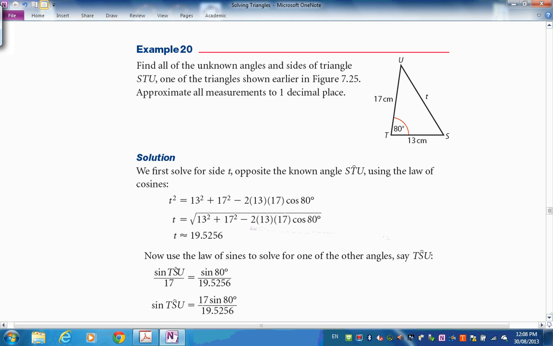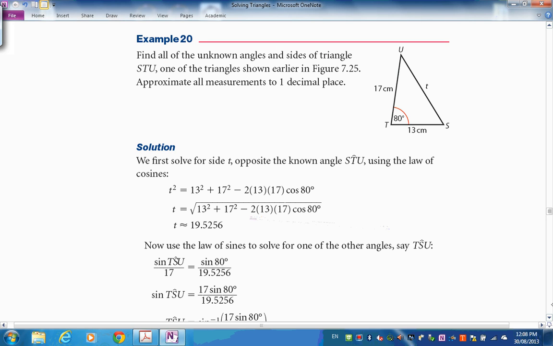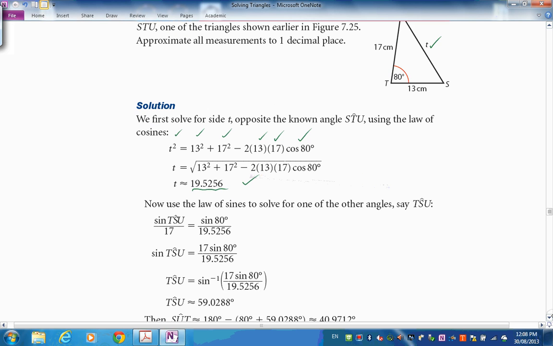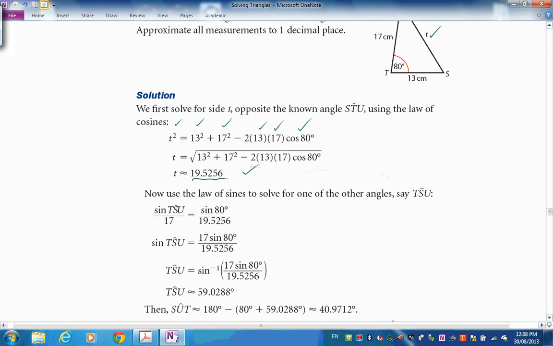Okay, here we have it. Find all the unknown angles and sides. Well, what we're going to do first of all, let's find t using our new rule. t squared is the sum of the squares of the other two sides minus twice their product, cos of 80. Work it all out, there we have it. But we've got to keep all these decimal places in there. Maybe just leave it on the calculator with all the decimal places, not even truncate it to 4. Now use the law of sines, because we need an angle, and that would be the best way to find an angle.